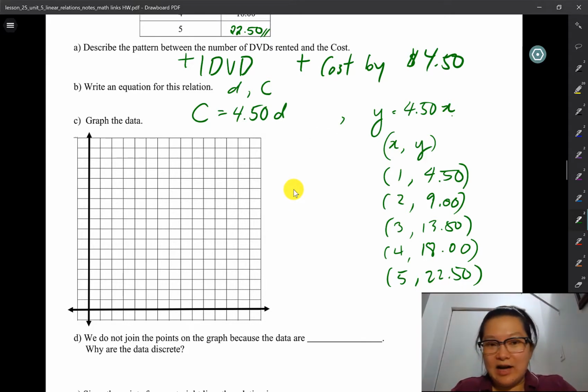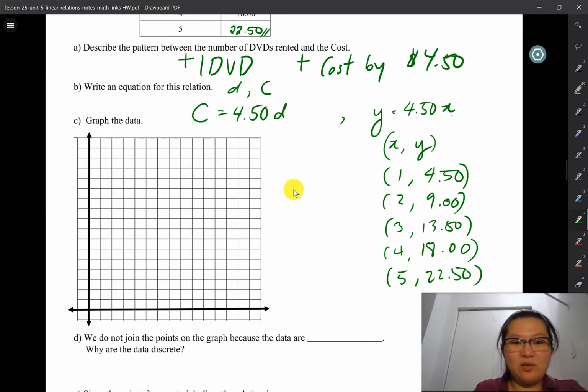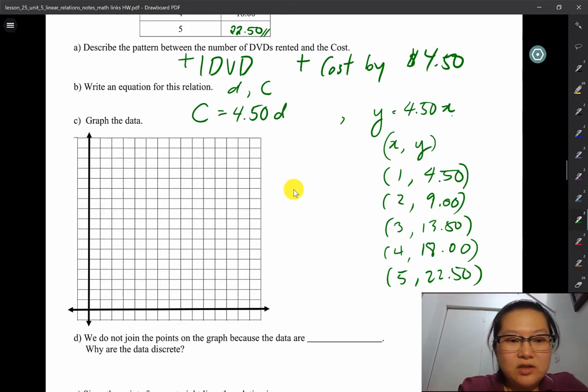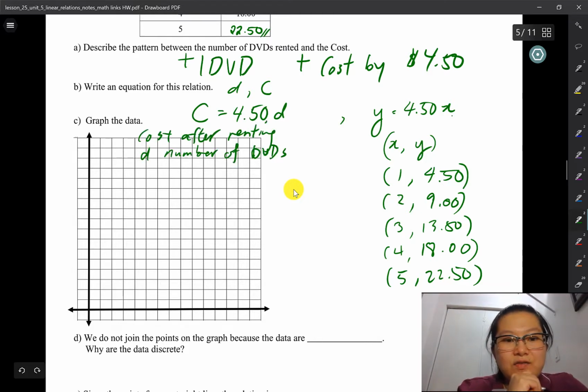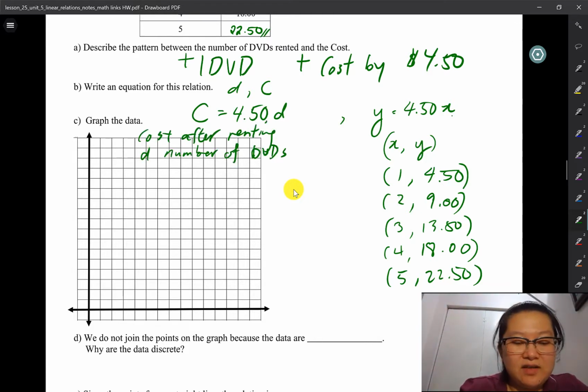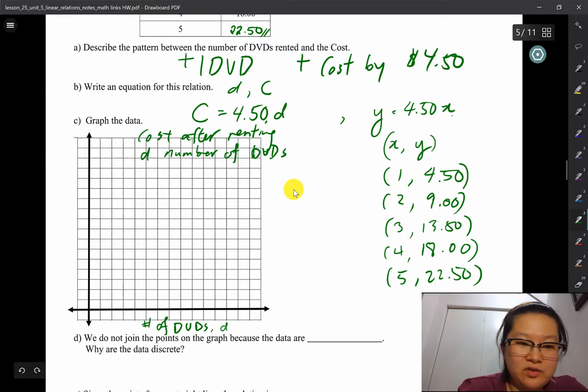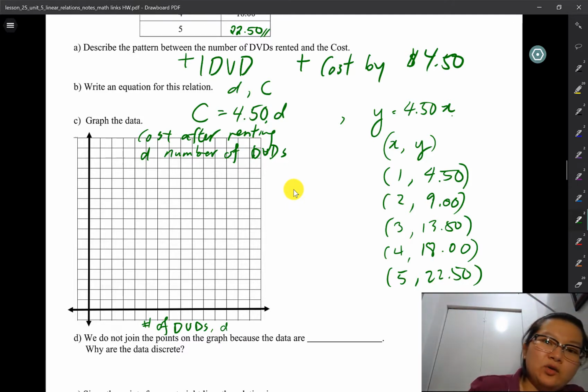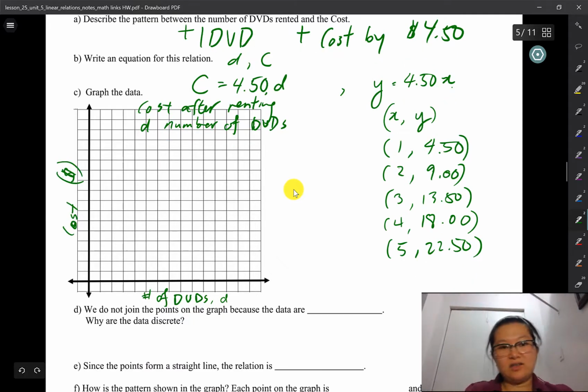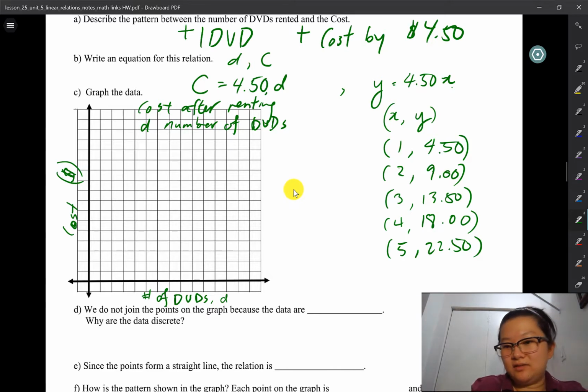So if you thought you need a title, you need the X-axis labeled, you also need the Y-axis labeled, then you are correct. If you actually thought about what they could be, bonus points for you. So this title, I could name it the cost after renting D number of DVDs. And then for my X-axis, that's going to be number of DVDs. I could put a variable there if I want to. And then for my Y, it would be the total cost measured in dollars. So that, I forgot to underline my title.